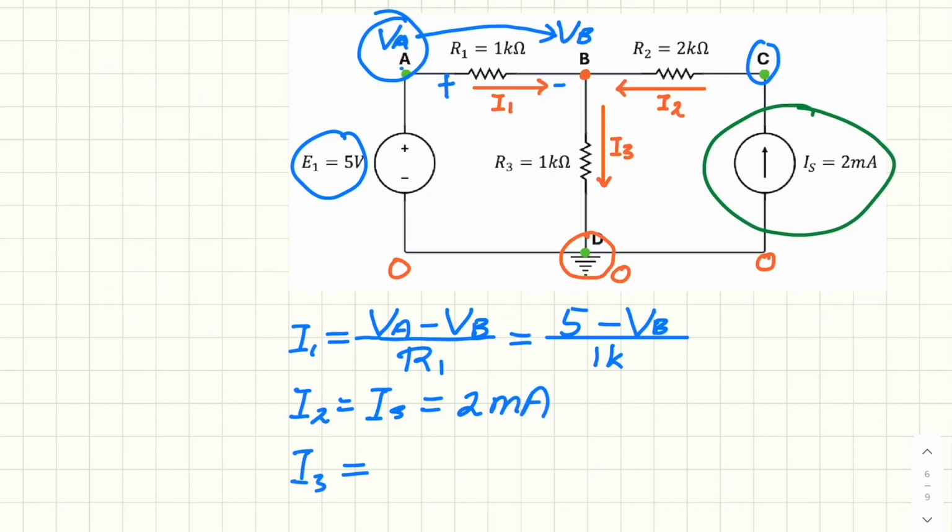I3. Now, if you look at I3, it flows from node B to the ground. So the potential at B must be higher than the potential at D. So the rule again is the voltage of the high potential minus the voltage of the low potential, and the resistance is 1K.